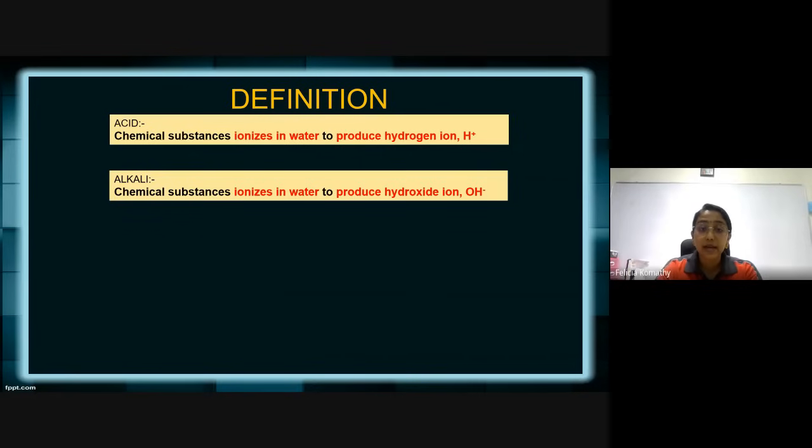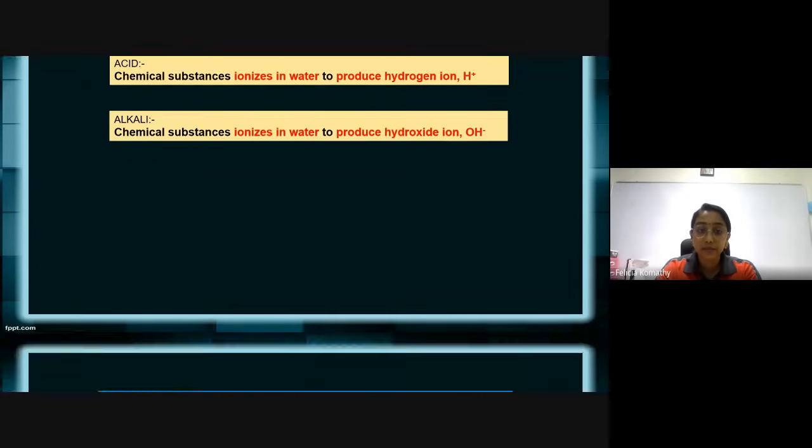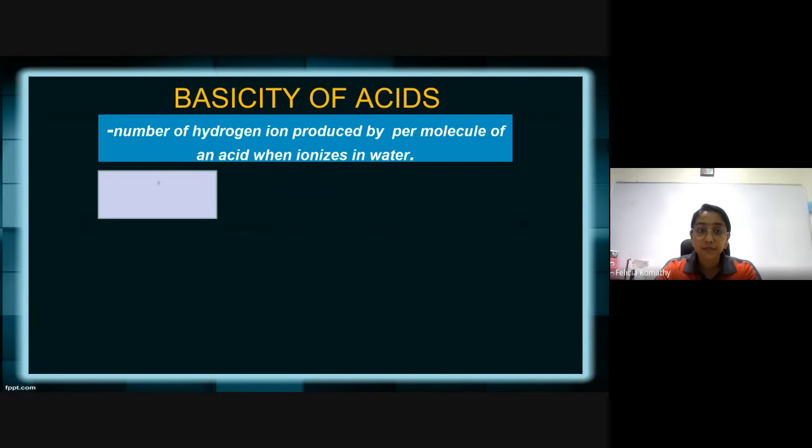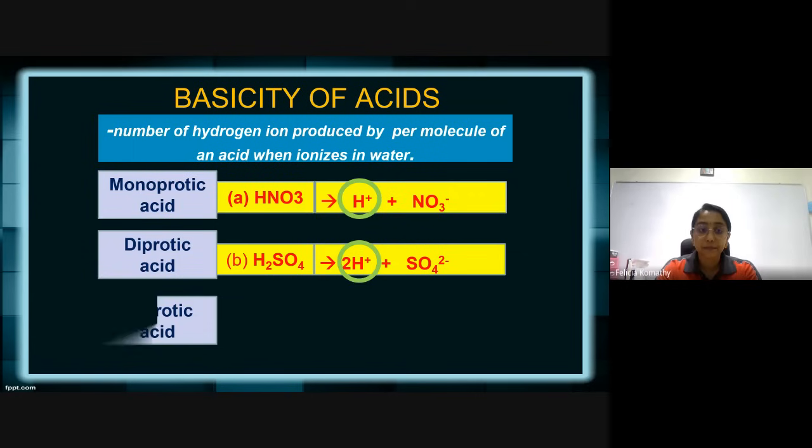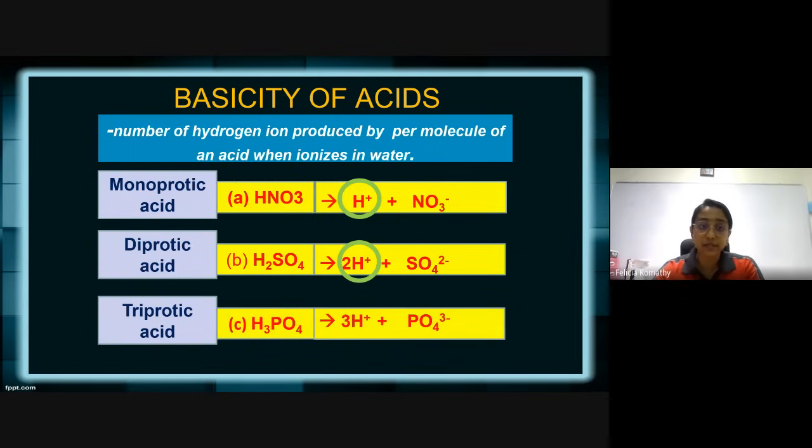Ion hydrogen. Alkali must be ion hydroxide. Okay, next, what you have to focus on? Basicity of acid. When we talk about basicity of acid, what is basicity of acid? Basicity of acid is calculated based on the number of hydrogen ions produced per molecule of acid when it ionizes in water. Okay, you have to be very careful.